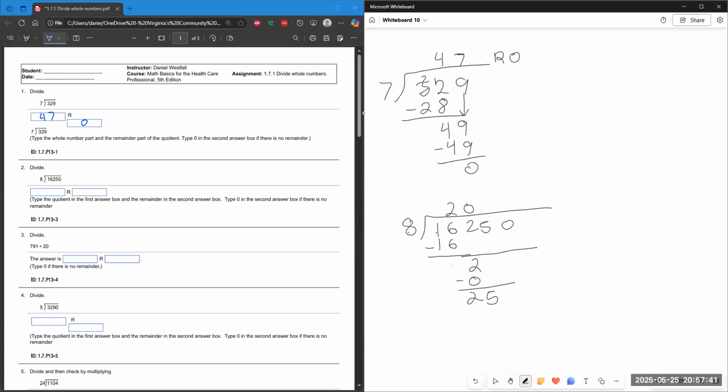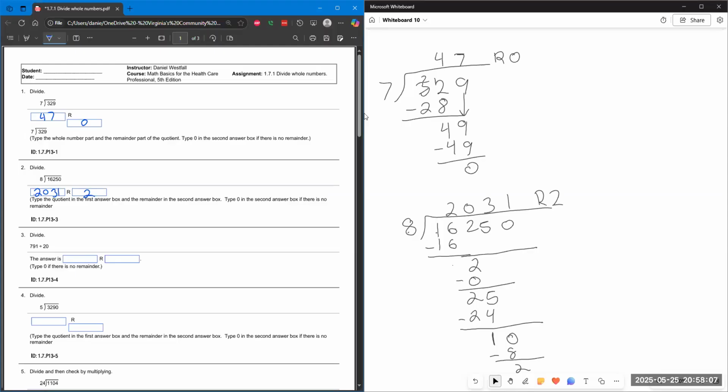Closest multiple of 8 to 25 is 3 times 8 is 24. And it has a difference of 1. Bring down the 0. 8 goes into 10 one time with a remainder of 2. So this is 2, 0, 3, 1, remainder 2.